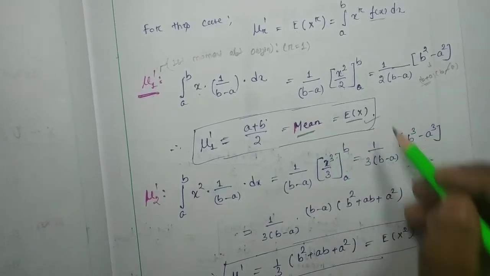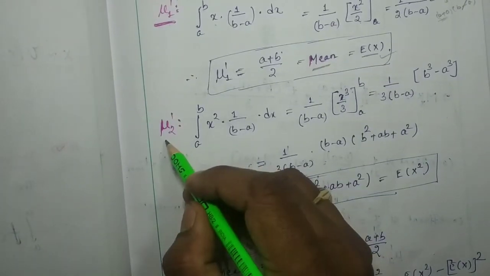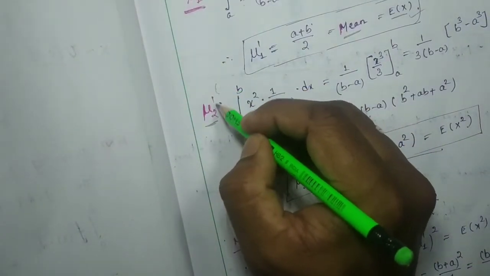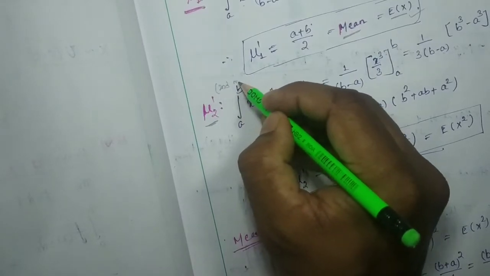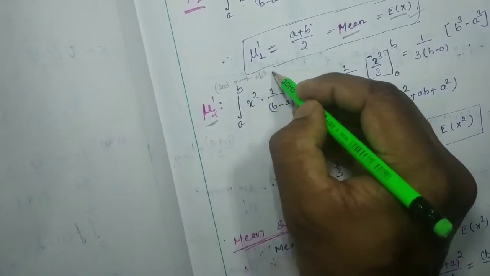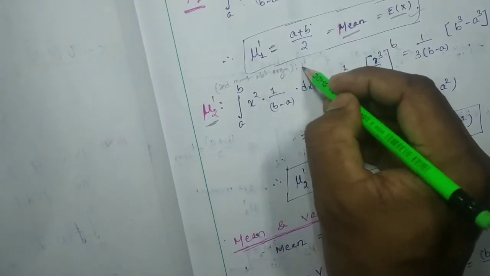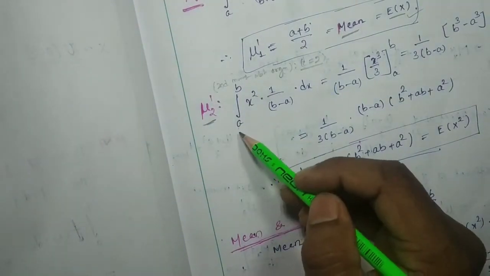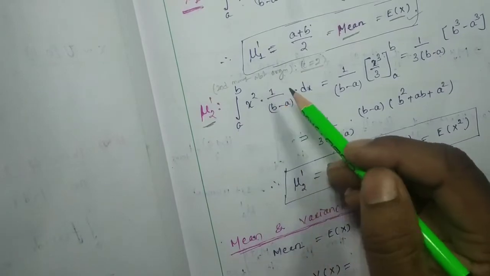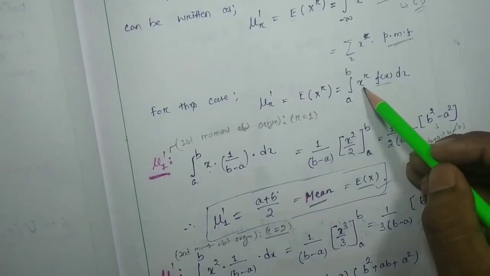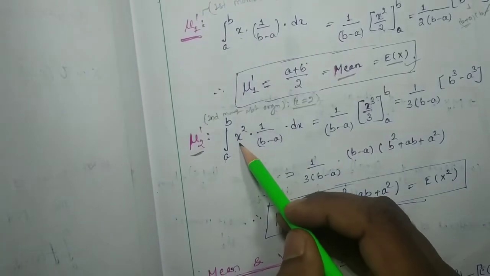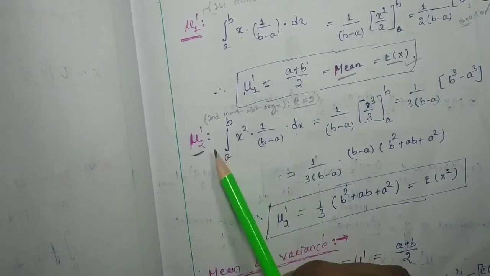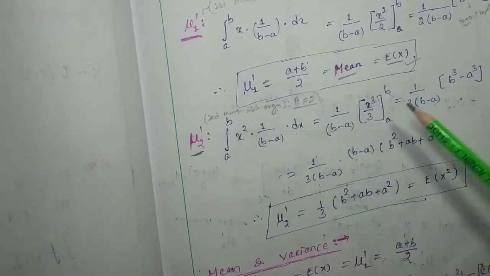Okay, now we have to go for the second moment about the origin. Here I have not written it, you can write in the bracket. This mu 2 dash is nothing but your second moment about origin, that is r equal to 2. Okay, r equal to 2. From a to b, if second moment, then r equal to 2, that means x to the power 2 fx dx. So it will be x to the power 2 into fx, which is 1 by b minus a, into dx. So b minus a constant taken outside, x square integration with respect to dx is nothing but x cube by 3, from a to b.